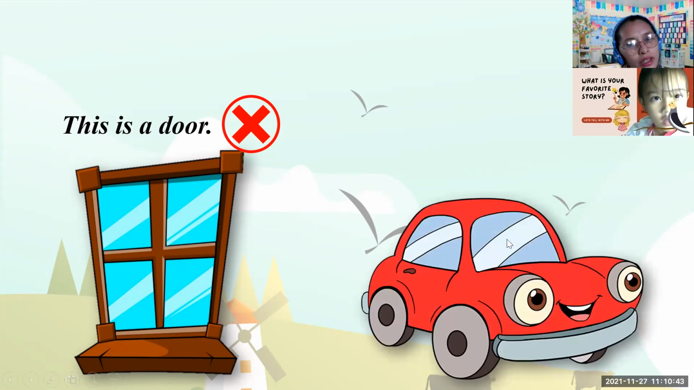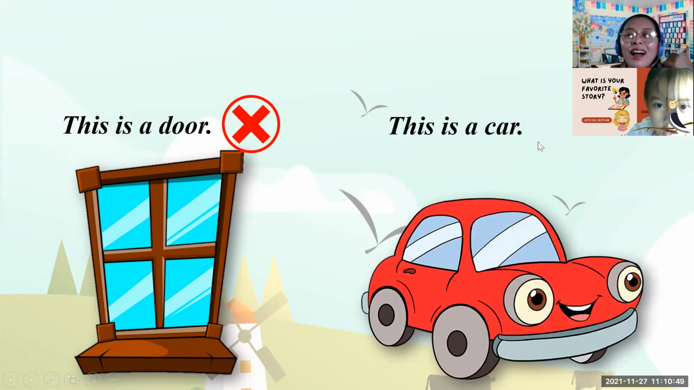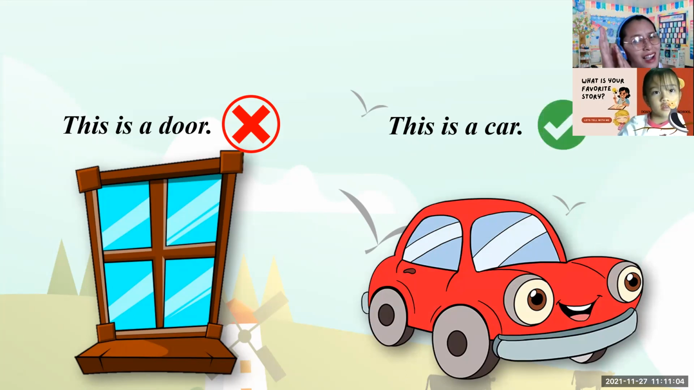Okay, how about this one here? You know what is that? Okay, this is a car. Okay, a tick or a cross? Okay, what do you think? Is it a yes? A tick? Yes. Okay, that is a tick. Very good. Good job.